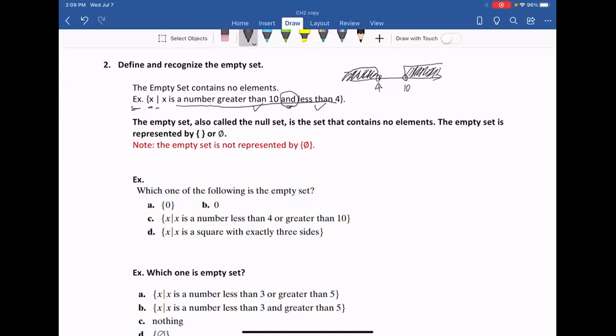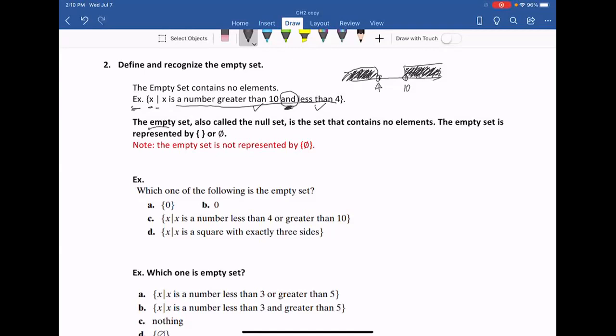So can we find any number in these two? Oh, at the same time in these two parts? No. If we have the "and", that means it must be in the intersection of these two parts. So there's no element that can satisfy both of these conditions. That means this set is an empty set.